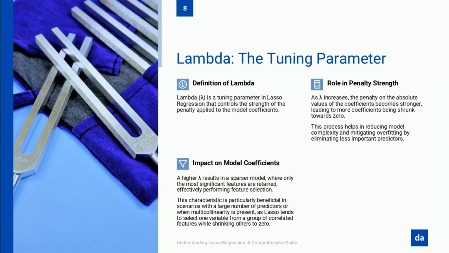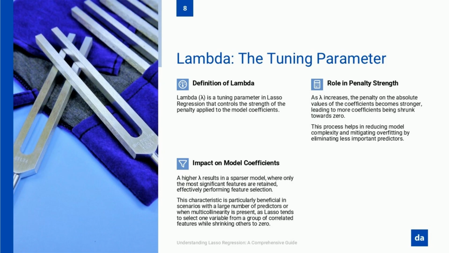Now we're diving into one of the most important elements of Lasso regression, Lambda, the tuning parameter. This is the key factor that controls everything we've talked about so far. It determines how much we shrink the coefficients, how many variables get removed, and ultimately how simple or complex our final model will be. If Lasso is the sculptor cutting away unnecessary details, Lambda is the chisel. It decides how deep the cuts go.